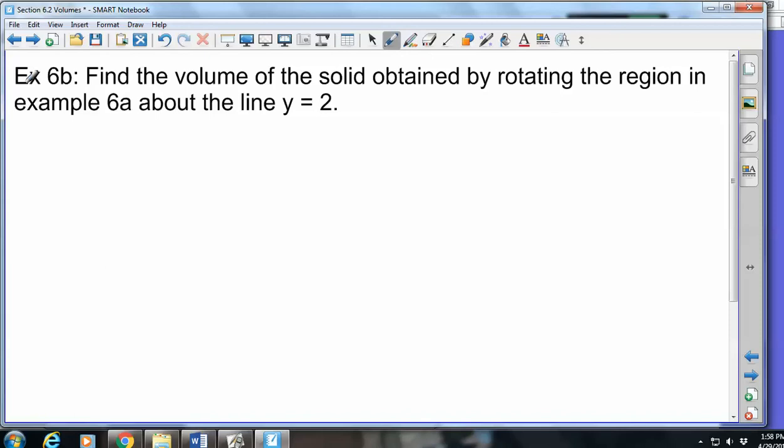Okay, now we're going to throw a real wrench in it. So I want the volume of the solid from the last example, but now instead of turning it around the x-axis, I'm going to rotate it around y equals 2.